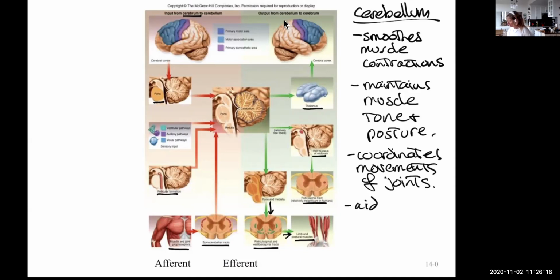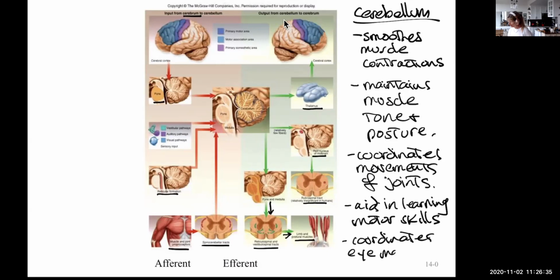It aids in learning motor skills, such as dancing and sports. And it coordinates eye movements, up or down, or side to side.